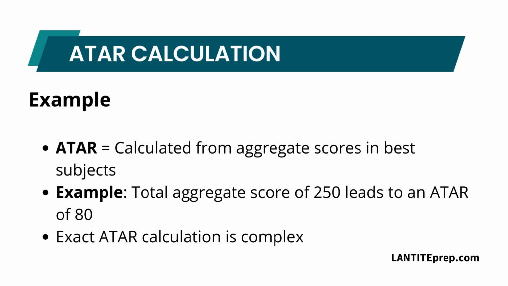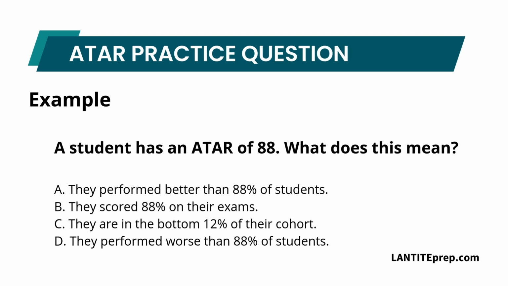So let's move on to our practice question. Here's a practice question to test your understanding. If a student has an ATAR of 88, what does that mean? Take a look at the answer options and select the one you feel fits best. Ready? Great. An ATAR of 88 means they performed better than 88% of other students, putting them in the top 12% of their year group.